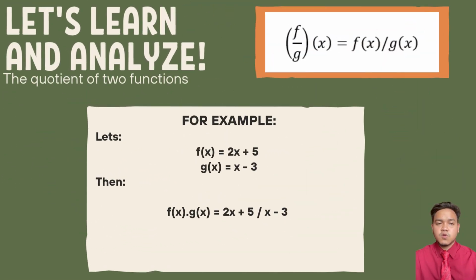So now let's look at the quotient of two functions. This means we divide one function by another function. Let's use these functions. f(x) equal to 2x plus 5 and g(x) equal to x minus 3.